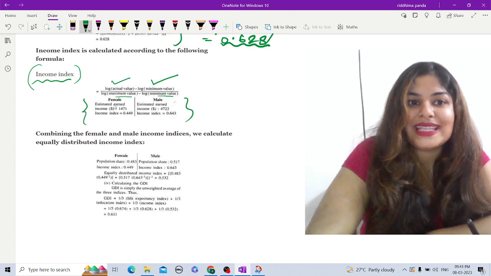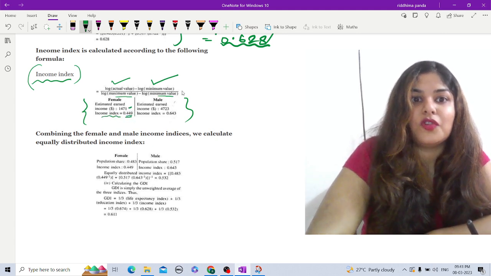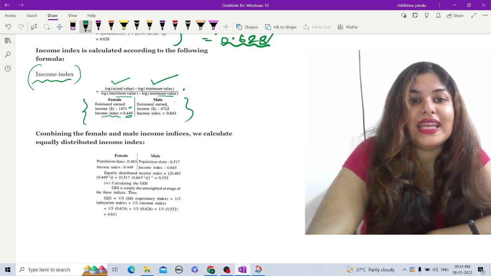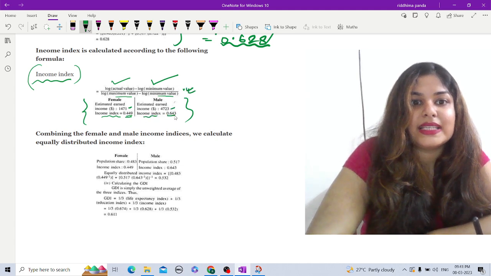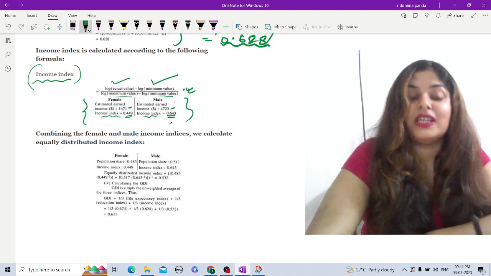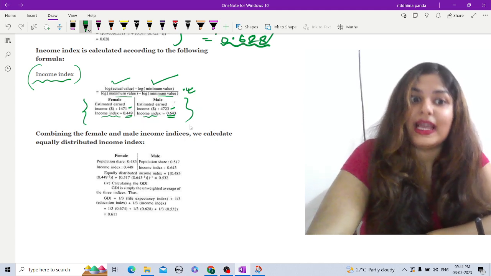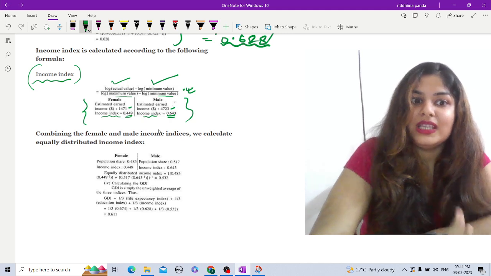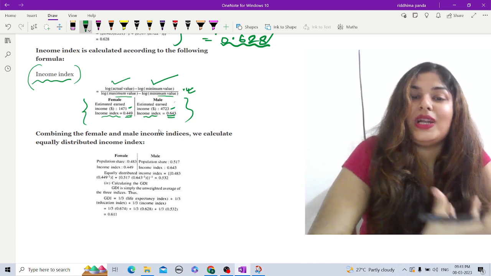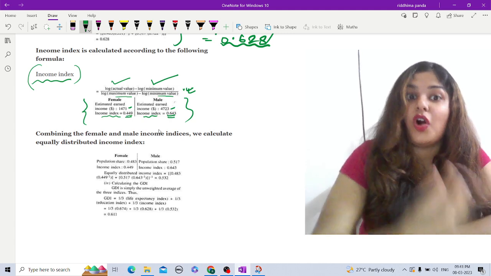For females, the estimated income is this much, and using this formula, your income index for female is 0.049. Again, the estimated income earned for male is this. So using the same formula, the income index is 0.643. Now, what is the next step? For this third indicator, we have to calculate our equal distribution index, right, for income.